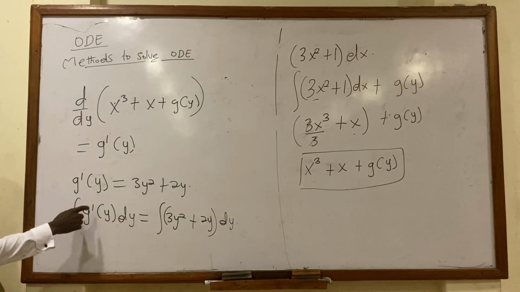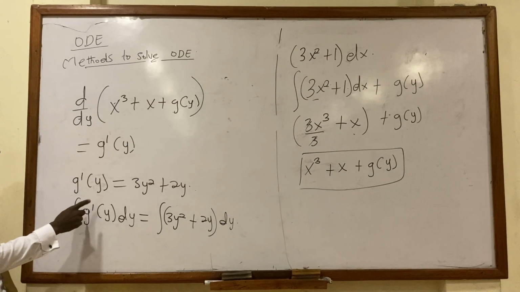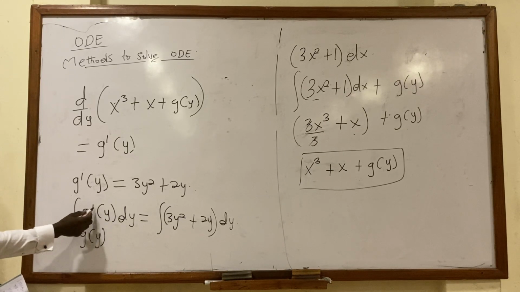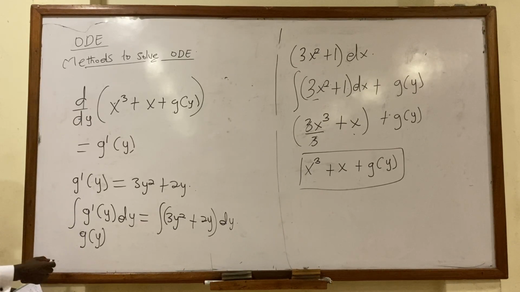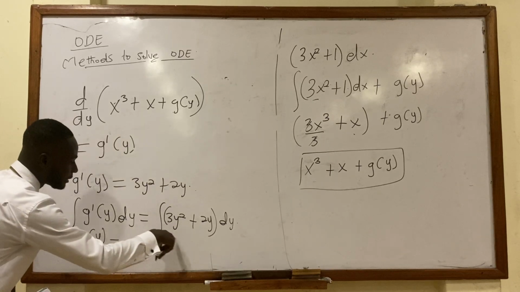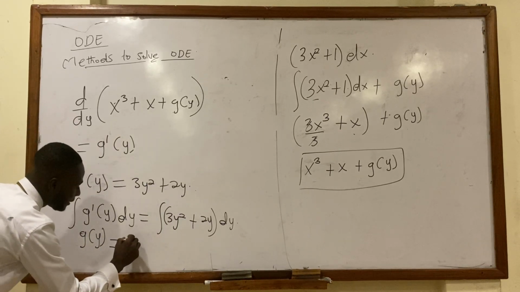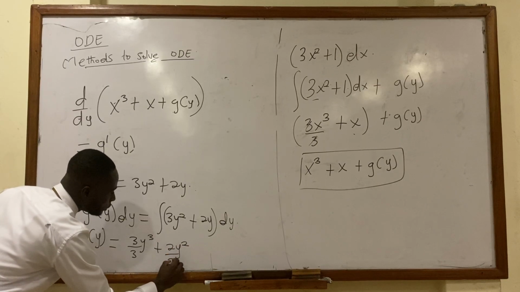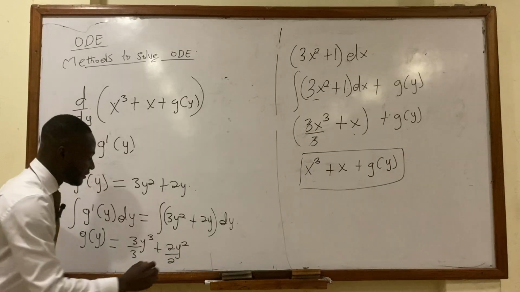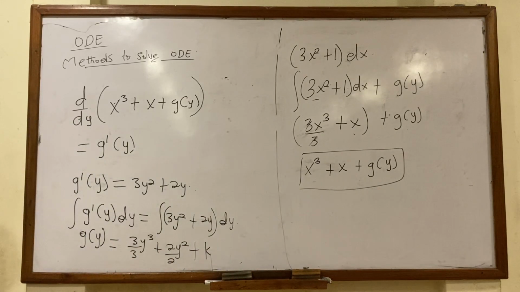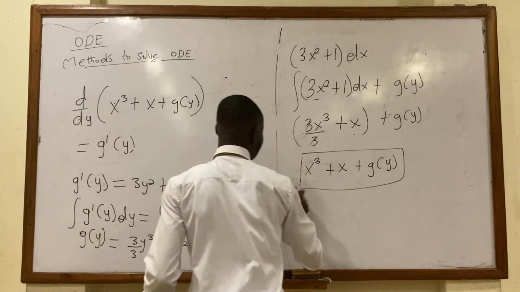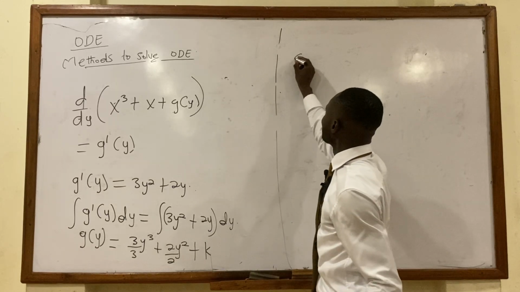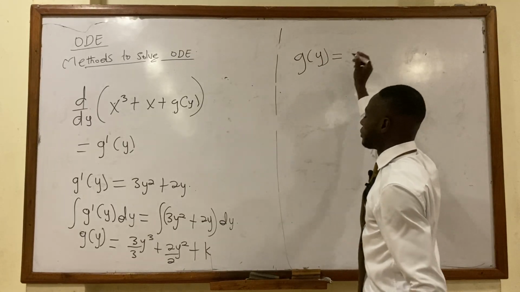All right, so here you know that because of this differentiation sign, we will have g of y. This differentiation sign will take the integral sign. And then we have g of y equals the integral of this function, and the integral of this function will give us 3y cubed over 3 plus 2y squared over 2 plus a constant of integration. Let's call it k.